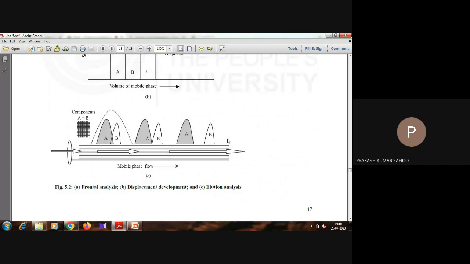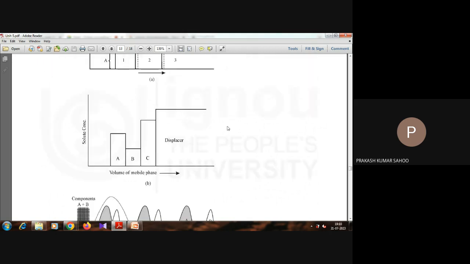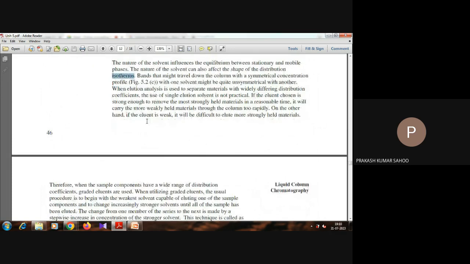Just see this one. This is the component AB, and when we inject the solvent, this is the elution analysis. What happens? The component gets dissolved in the solvent, and they will move on the basis of their polarity. The higher the polarity, the later it will be separated, and the lower the polarity, that is B, having the lowest polarity between A and B, so B will separate first.